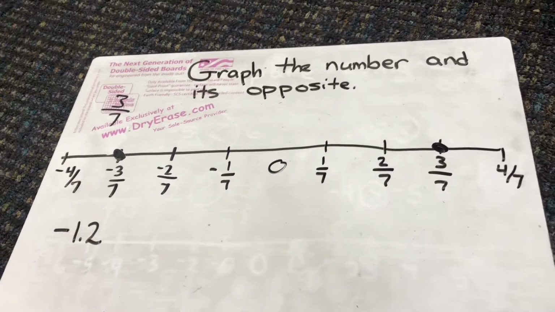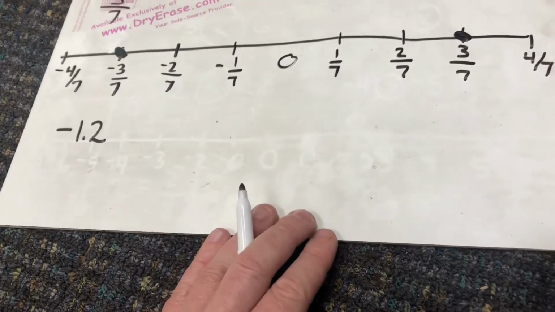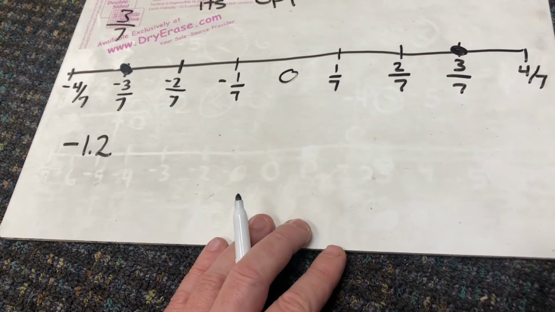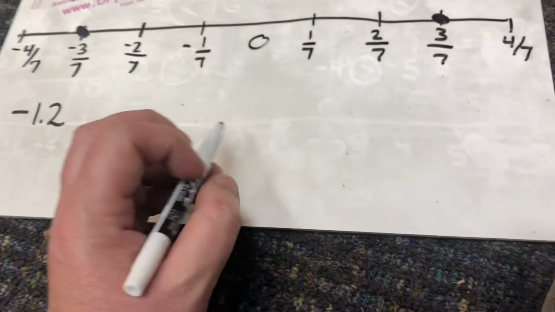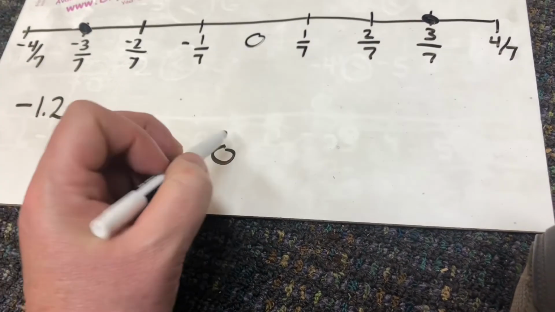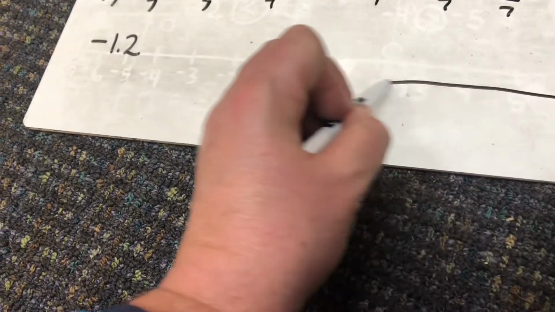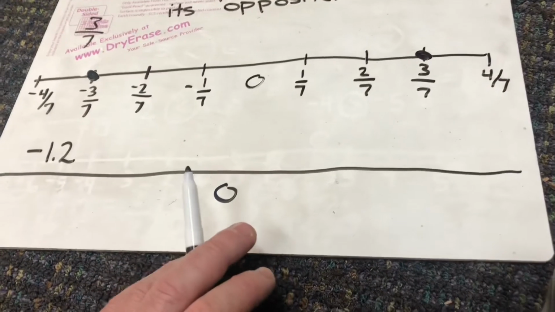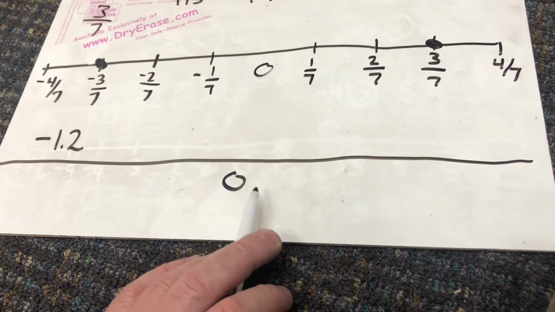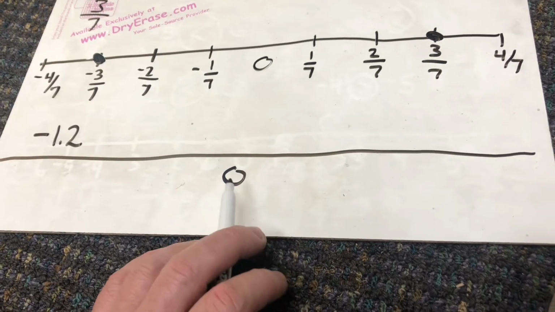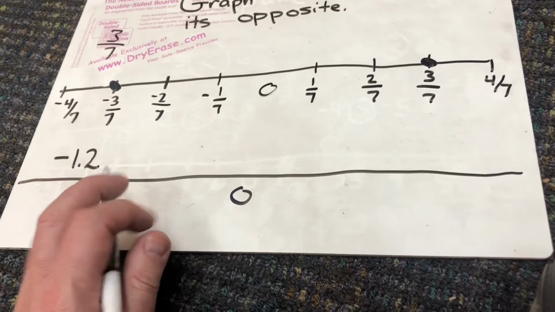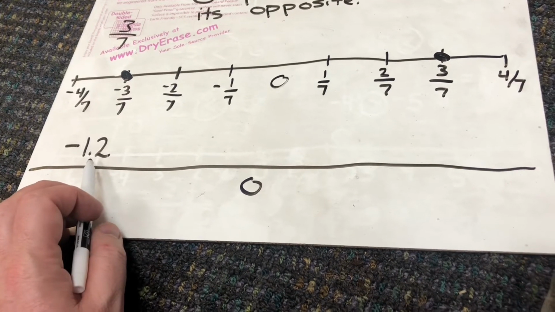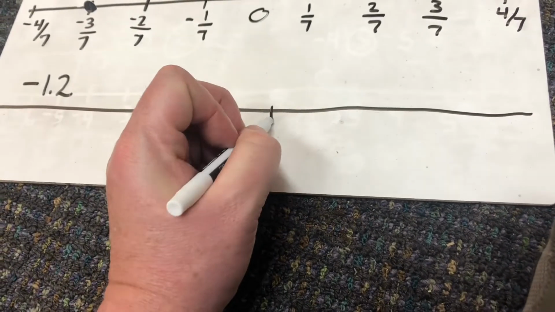All right, so here we go with -1.2. Once again, I'm going to start with 0. Put 0 in the middle, go ahead and make my graph, and I'm thinking, how do I want to think about this? Because I could do 0.1, 0.2, 0.3, 0.4. I could, but that's a lot of numbers. I want to be efficient. So I'm going to think about this as 12, and I'm going to count by 2's, but I can't forget the decimal.